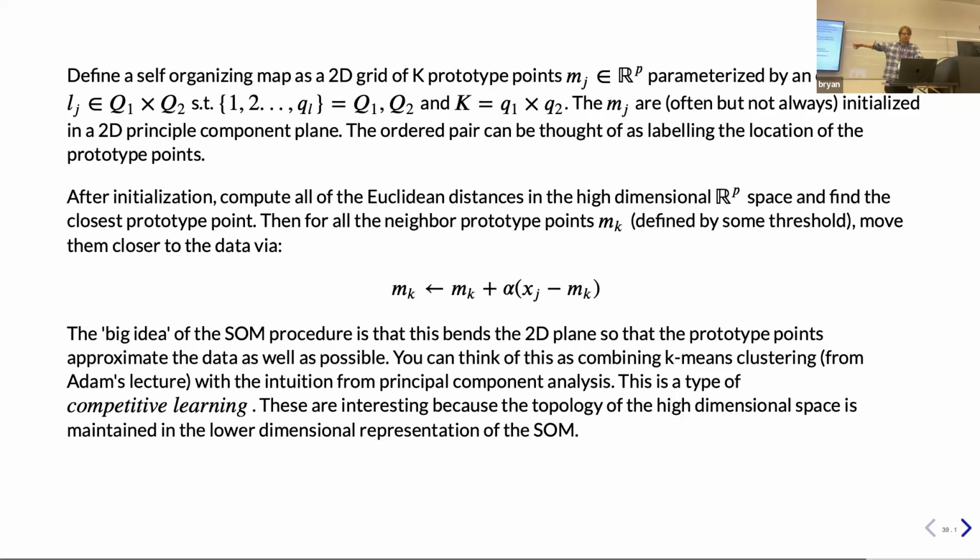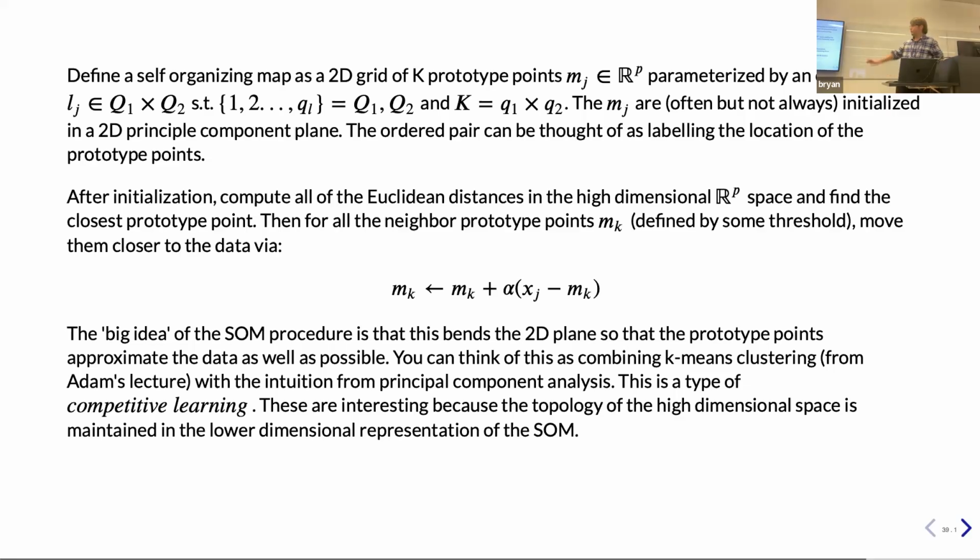So that's what I said here. The big idea of the SOM procedure is that it bends the 2D plane so the prototype points approximate the data in some sense as well as possible. And as I said, the intuition here is that this is just k nearest neighbors plus PCA. Just a little bit of jargon, this is also an example of competitive learning because all of the prototype points are competing to be the best prototype point. And then you move on to the next prototype point and the next one and the next one, constantly deforming.